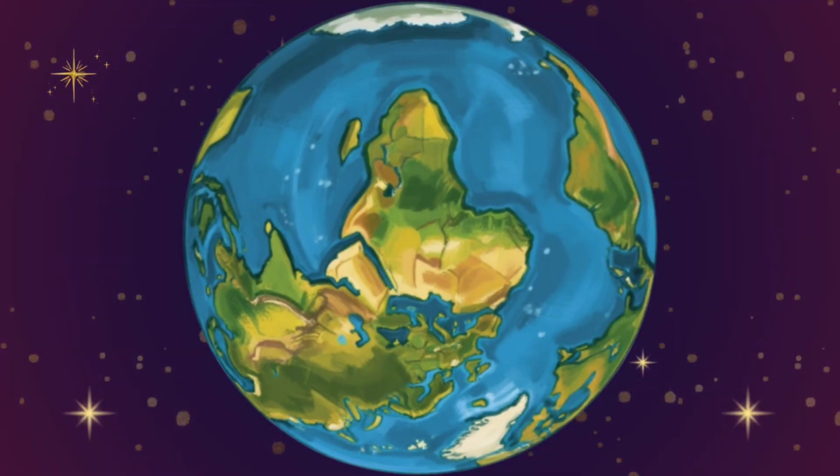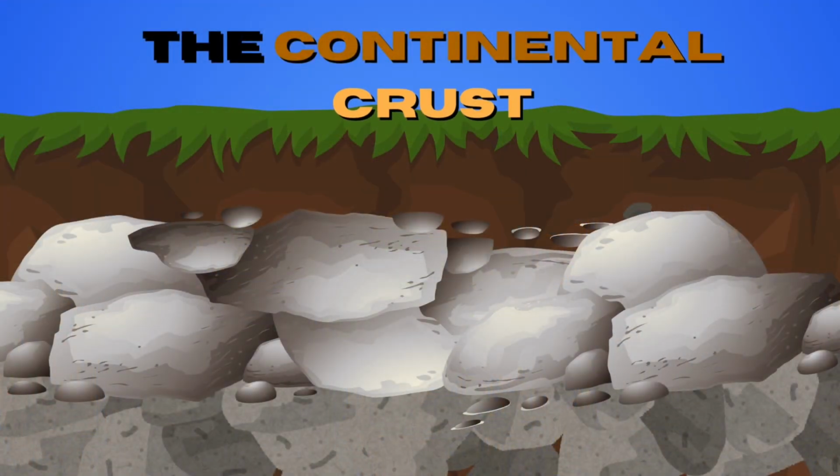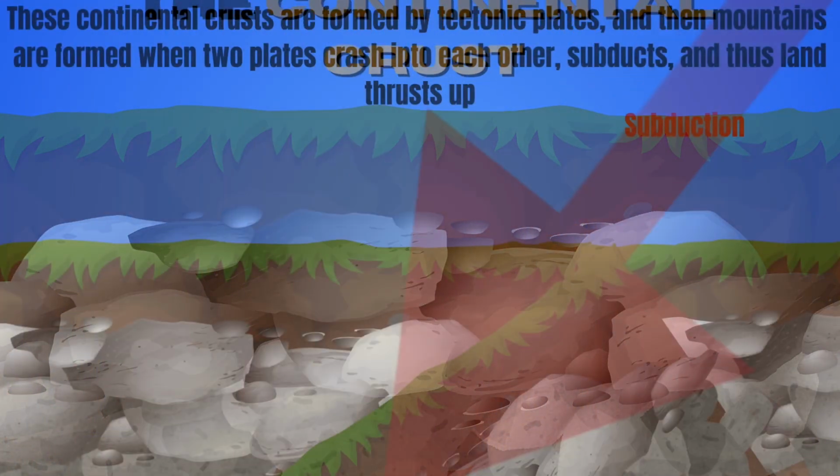Here we can see the clear distribution of continents and oceans. Let's get on with our first topic, which is the continental crust.